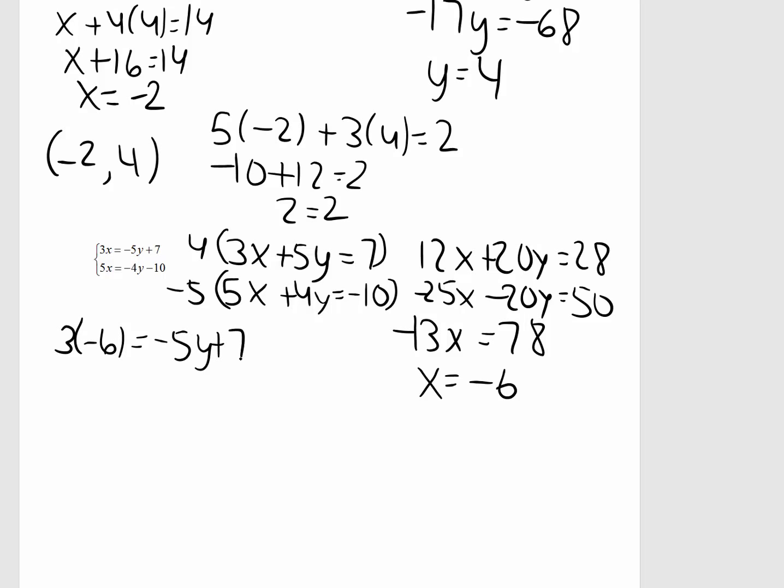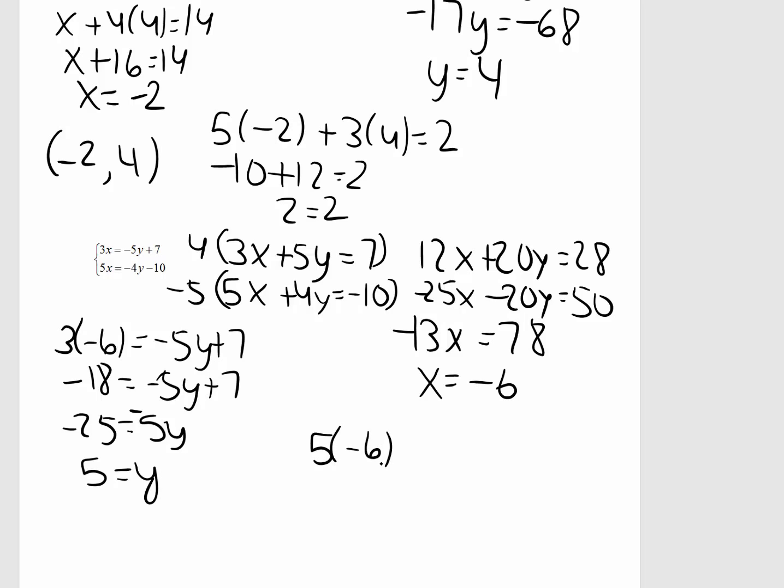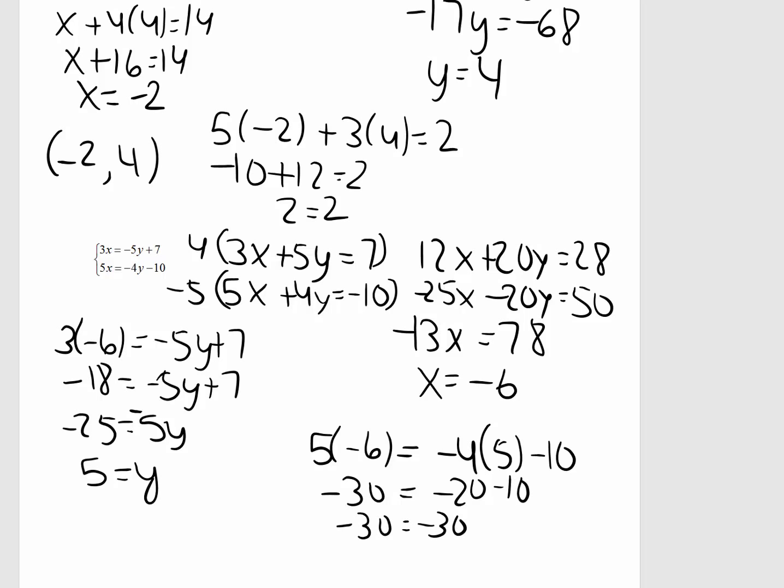That's negative 18. Subtract the 7. And then divide both sides by -5. So now I'm going to replace x with -6 in the bottom equation and also y with 5. That's a true statement. So (-6, 5) is a solution to this system.